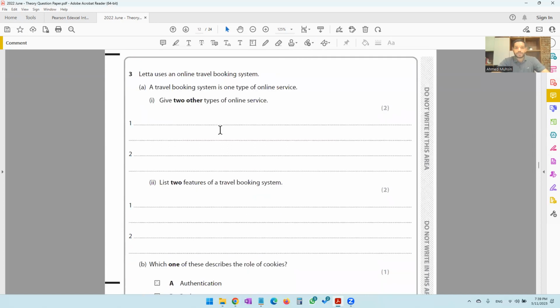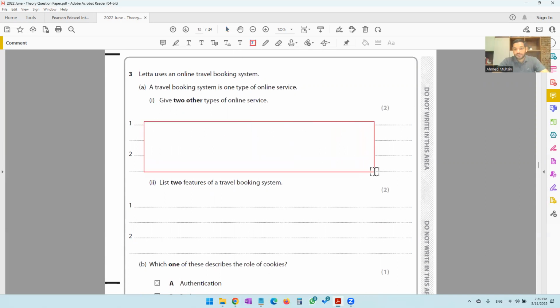A travel booking system is one type of online service. Give two other types of online service. There are many online services that you can come up with. They have asked only for 2. So you can talk about online banking, online shopping, online gaming. You can put any one of them.